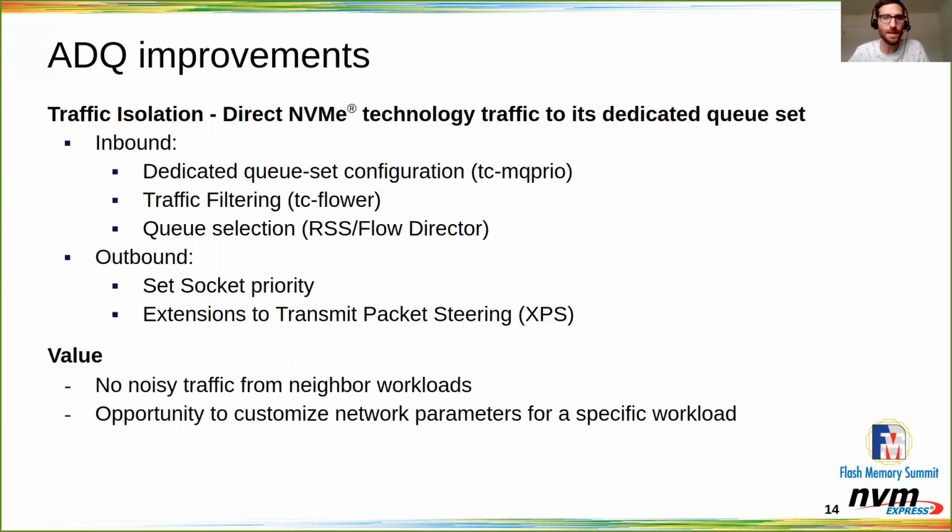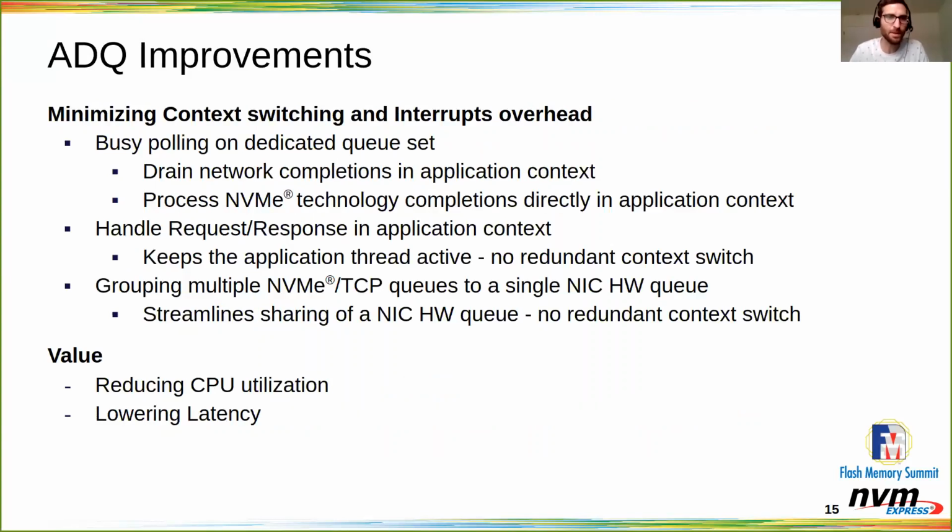The outbound is setting the socket priority, which we mentioned that we turn on in NVMe TCP and control via a module parameter. And then also configure extensions for transmit packet steering, XPS, that matches the RX symmetric queuing. The value is that we have no noisy traffic between neighbor workloads, and the opportunity to customize network parameters to a specific workflow. And that is something that we leverage in NVMe TCP.